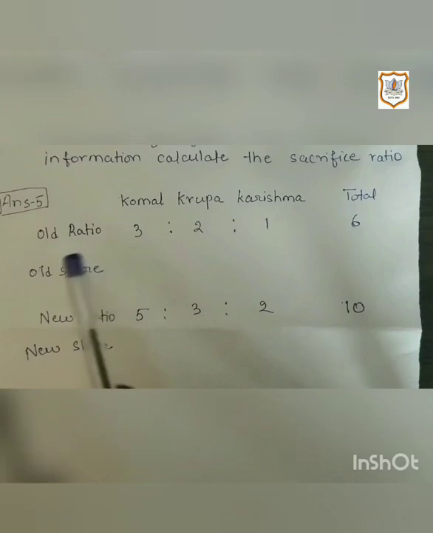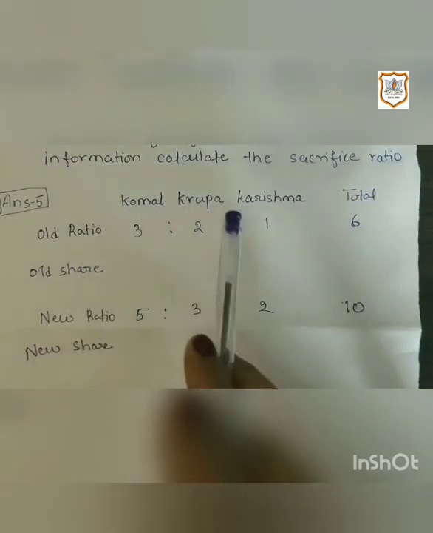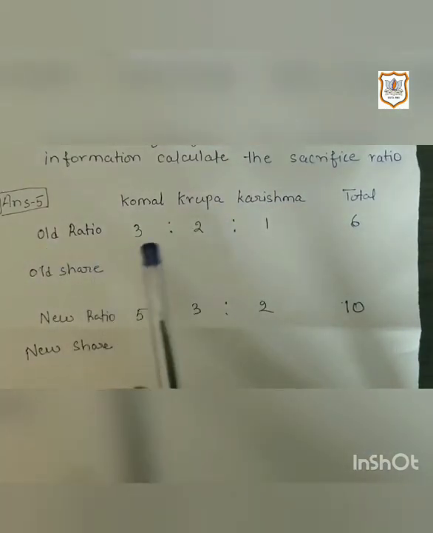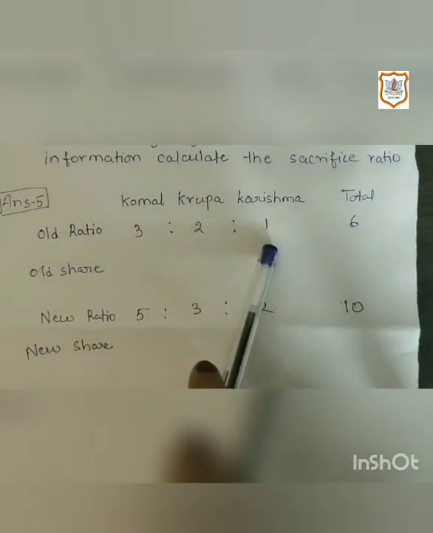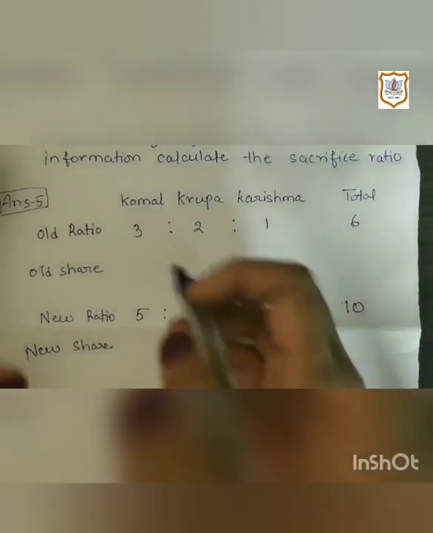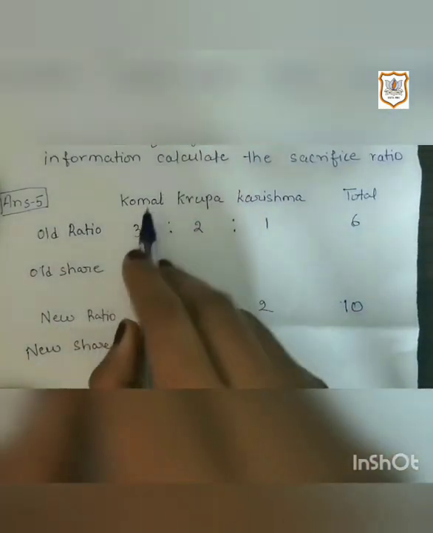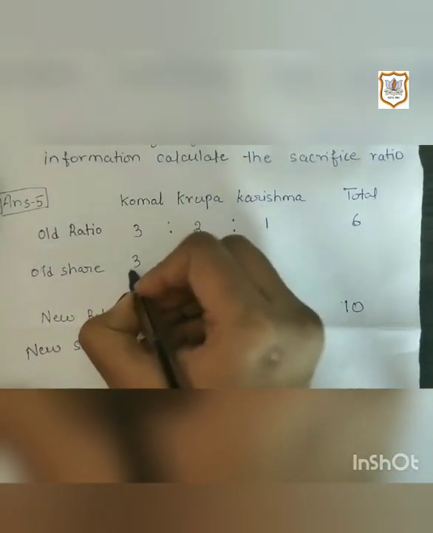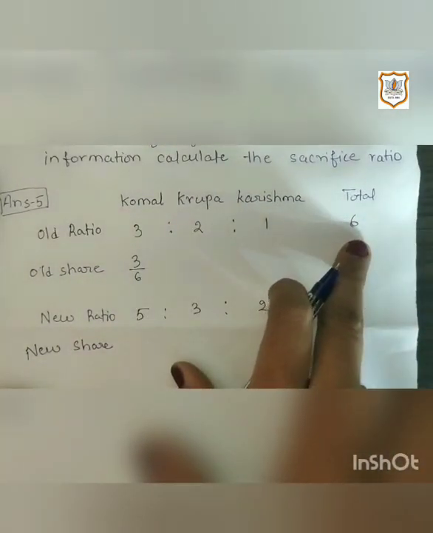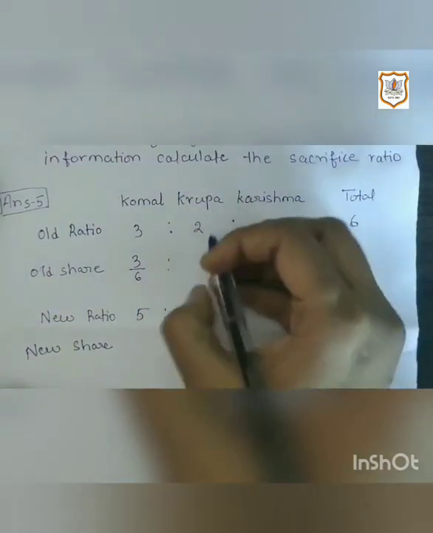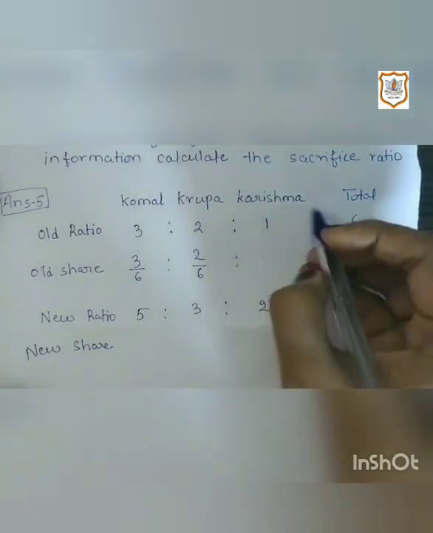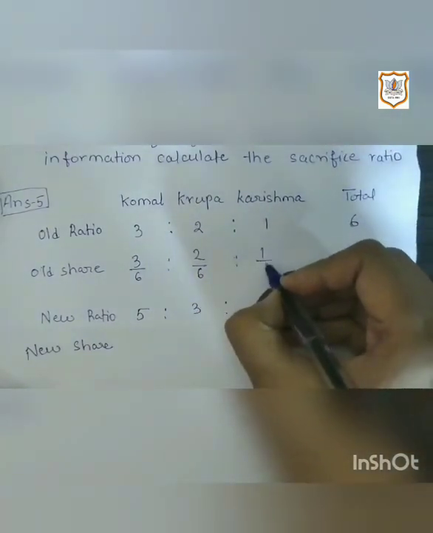Here we have been given the old ratio of all the three partners, Komal, Krupa and Karishma. Their old ratio was 3:2:1 and the total of all these is 6. In this way we can say that earlier Komal's share was 3/6. In the denominator we will write 6 as the total is 6. And Krupa's share was 2/6 and Karishma's share was 1/6.